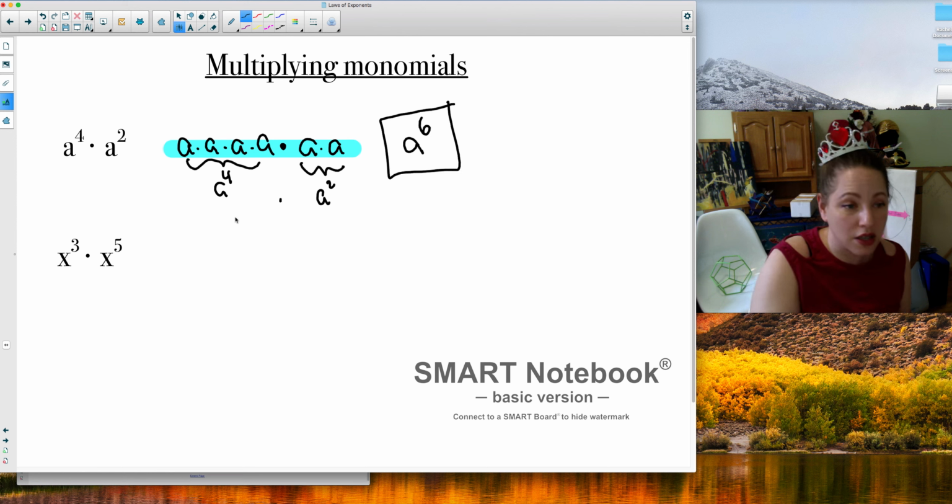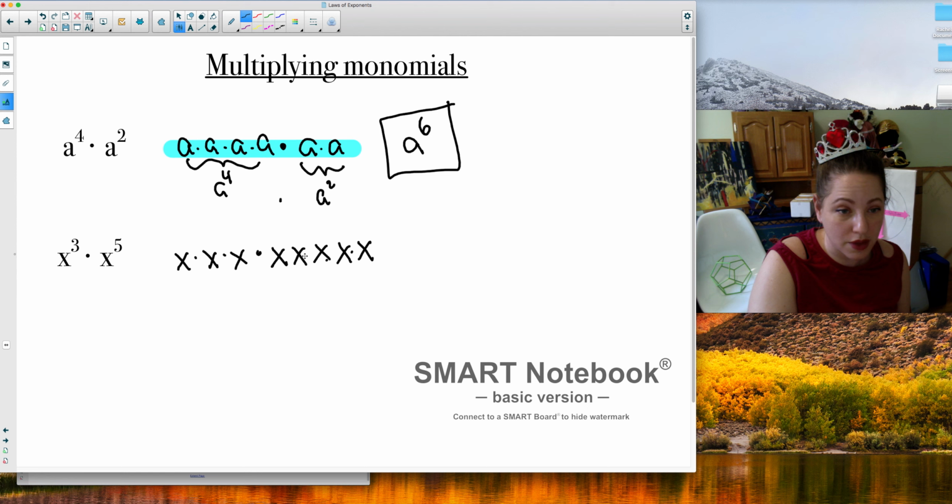X to the third, that means x times x times x. Okay? X to the fifth. 1, 2, 3, 4, 5. Awesome. How many x's are being multiplied all together? 1, 2, 3, 4, 5, 6, 7, 8. That is x to the 8th power. And that's my simplified version.